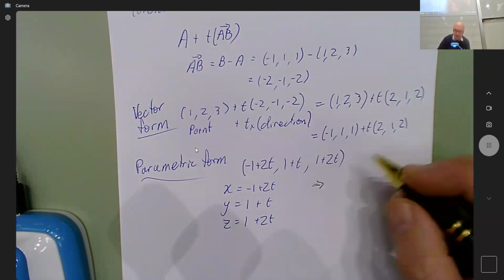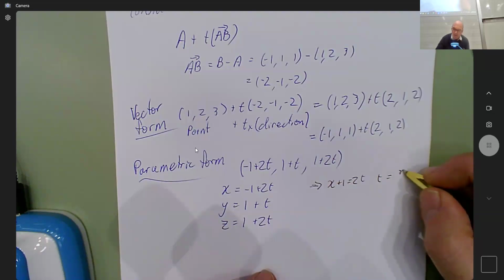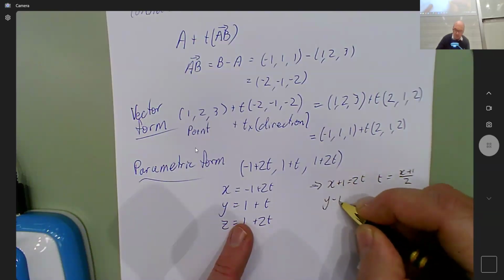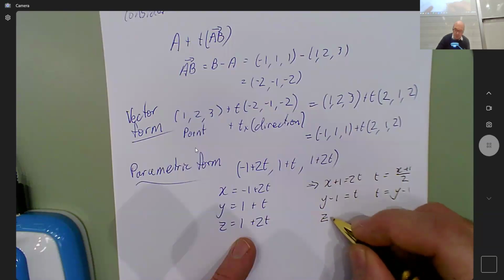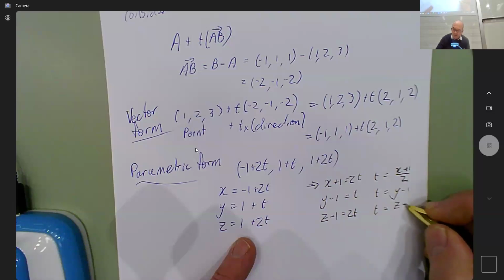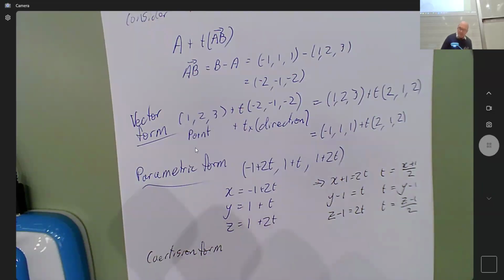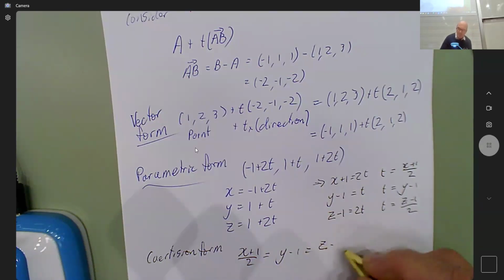So I'm going to go x plus 1 is equal to 2t, and so t is equal to (x plus 1) on 2. This is going to be y minus 1 is equal to t, or t is equal to y minus 1. And this is going to be z minus 1 is equal to 2t, so t is equal to (z minus 1) on 2. So my Cartesian form should be that (x plus 1) on 2 is equal to y minus 1, which is equal to (z minus 1) on 2.